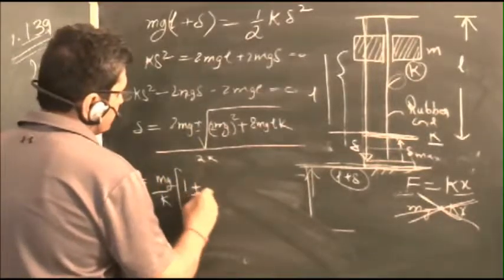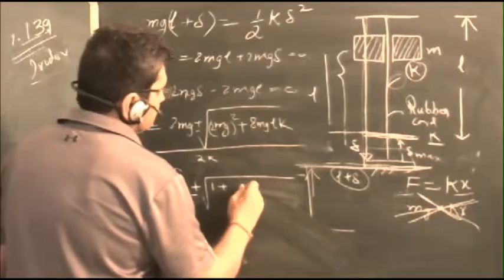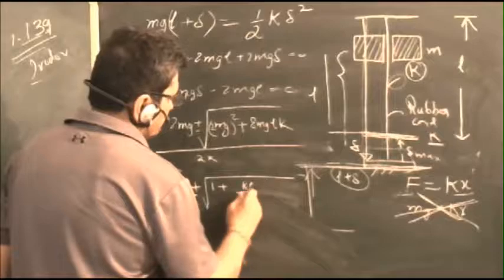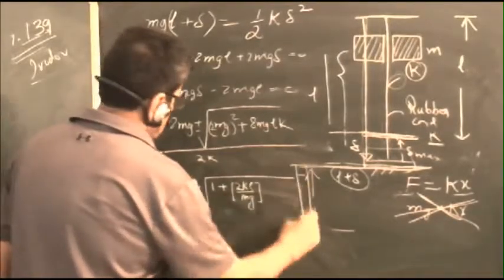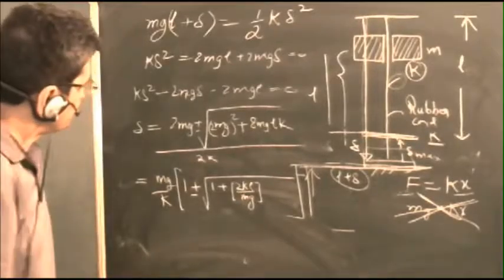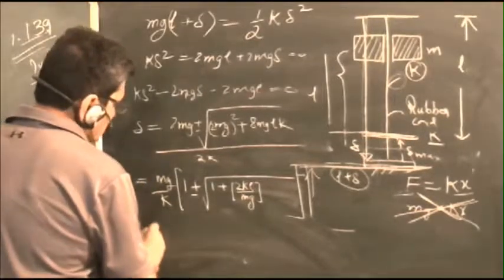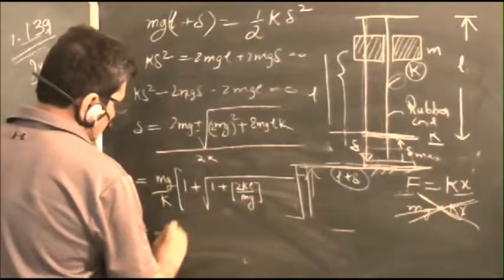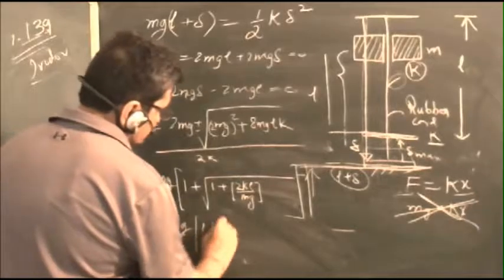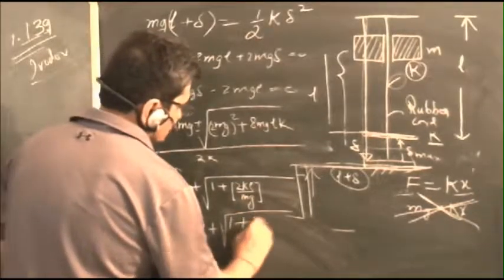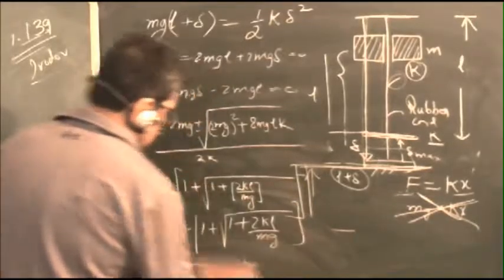1 plus or minus under root 1 plus twice k l upon mg. This is the relationship of delta, and delta maximum would take the plus sign, which is mg upon k times 1 plus under root 1 plus twice k l upon mg. This is the answer.